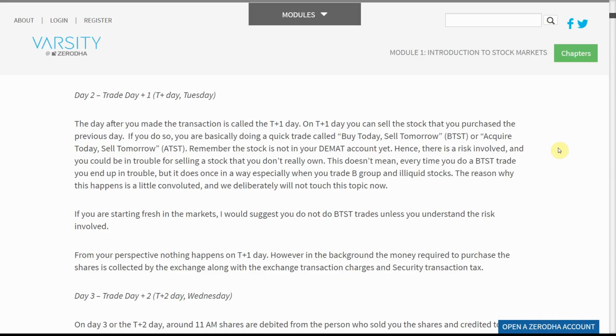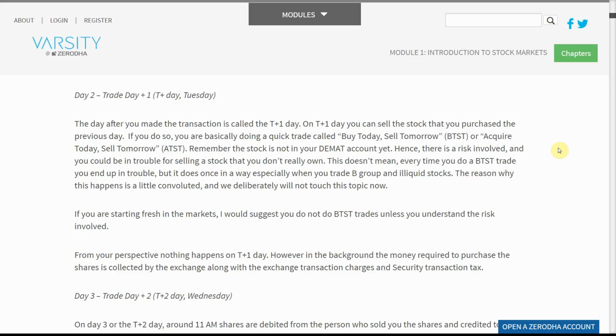Day 2, Trade Day plus 1, T plus 1 day. Tuesday. The day after you made the transaction is called the T plus 1 day. On T plus 1 day you can sell the stock that you purchased the previous day. If you do so, you are basically doing a quick trade called buy today, sell tomorrow, BTST, or acquire today, sell tomorrow, ATST. Remember, the stock is not in your Demat account yet.